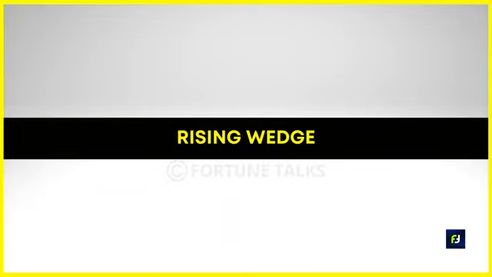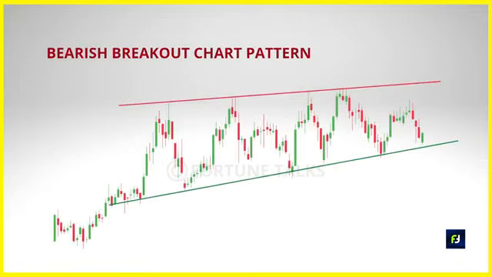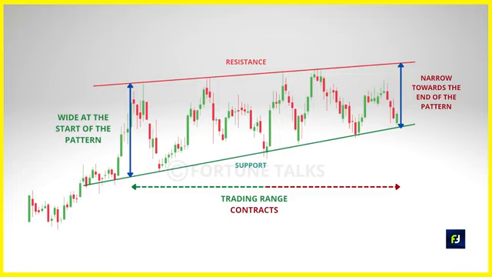Now moving to the last category of patterns, the wedges. We will start off with a rising wedge. A rising wedge is a popular bearish pattern. This pattern starts wide at the bottom and then contracts as the price moves upwards, and the trading range gets smaller towards the top.